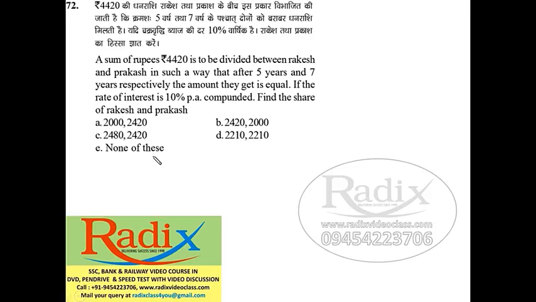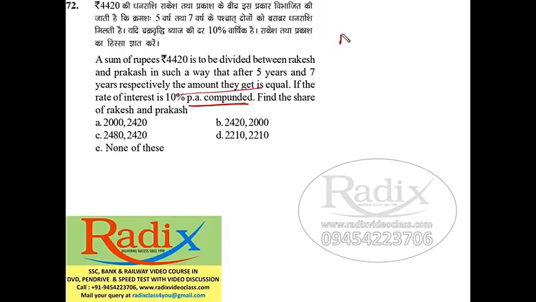Next question. A sum of rupees 4,420 is to be divided between Rakesh and Prakash in such a way that after 5 years and 7 years respectively the amount they get is equal. Now that line is very important. Then if the rate of interest is 10% per annum compounded, find the share of Rakesh.